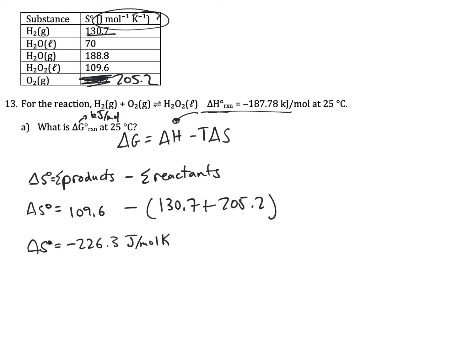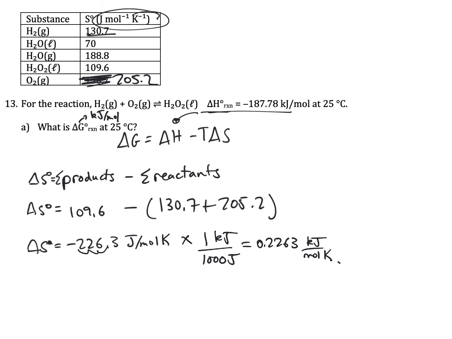And now we can convert all of this to get delta G. Delta G will just plug into this equation. Remember though that my delta H is in kilojoules, and my delta G normally I write in kilojoules, so I'm just going to convert this from joules to kilojoules. This is negative 226 joules per mole Kelvin, and then I'm going to do a unit conversion times 1 kilojoule over 1,000 joules, so that's moving the decimal place 3 places to the left, and that gives me negative 0.2263 kilojoules per mole Kelvin.